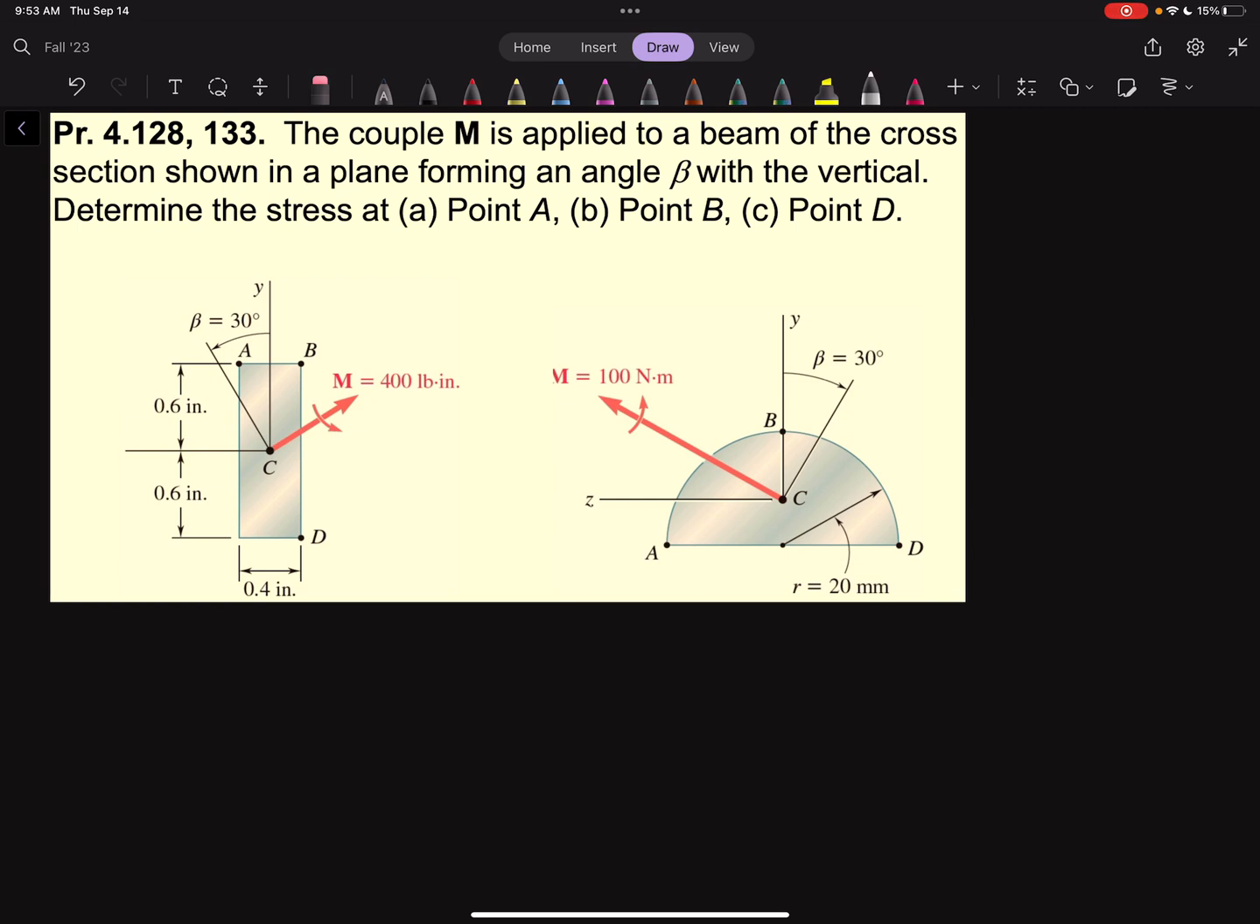All right. So let's look at the right figure. We've already done the left one. The left one's a little bit easier. The right one has some nuances that you have to take into account.